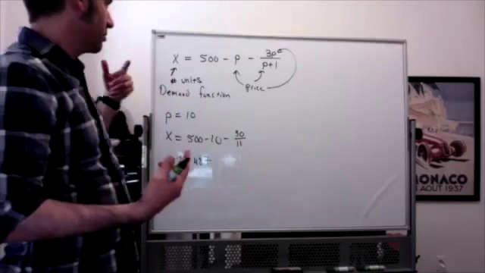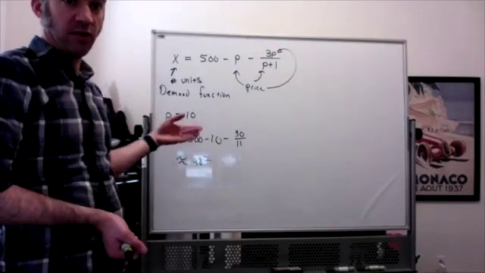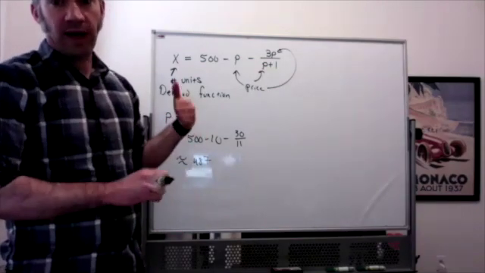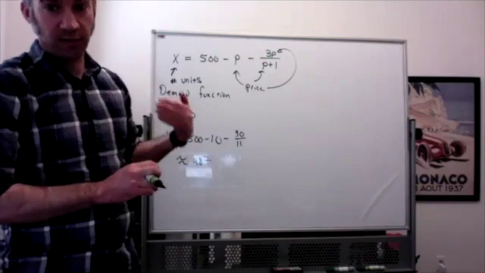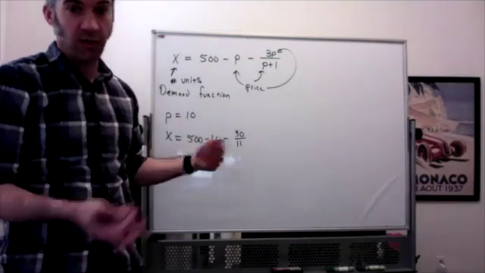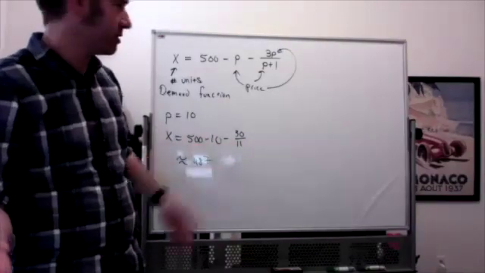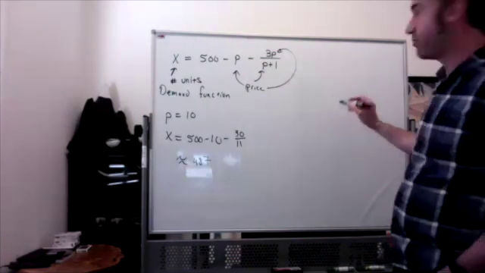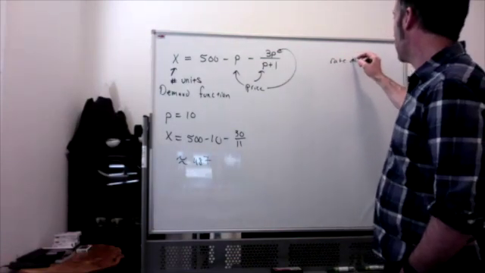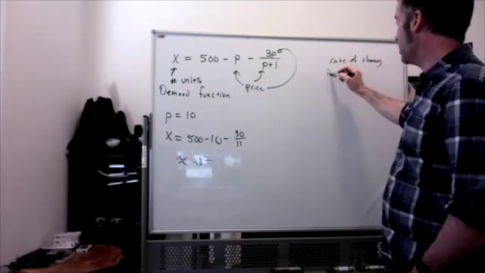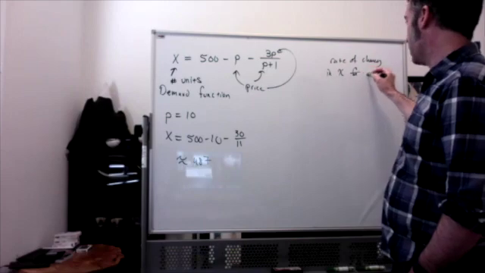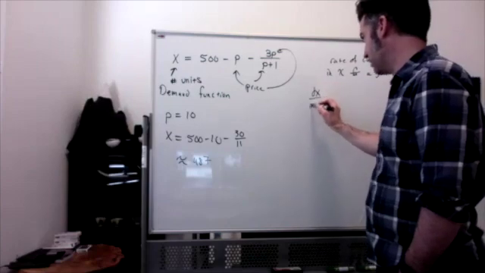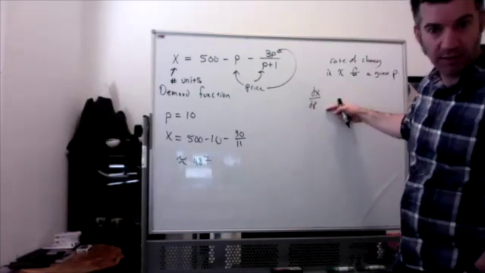And then often you can do some sort of solving for price to figure out what price is as a function of the demand. But that's not the question here. The question here is find the rate of change in demand for a given price P, meaning find the derivative. When they say find the rate of change, they're really saying, tell me what the derivative is. So we want to find dx/dp, how X is changing depending on P.